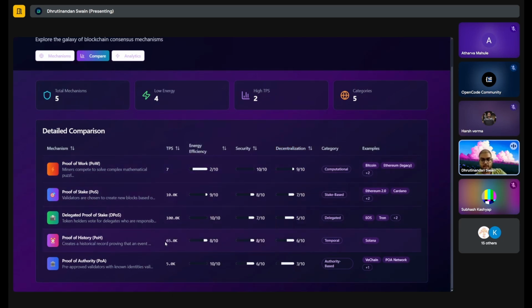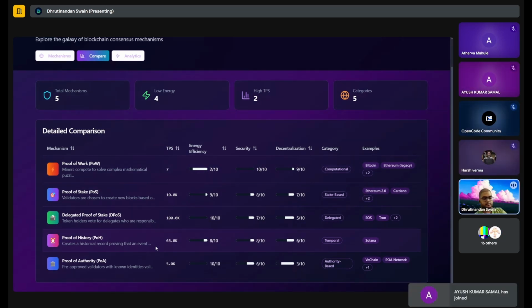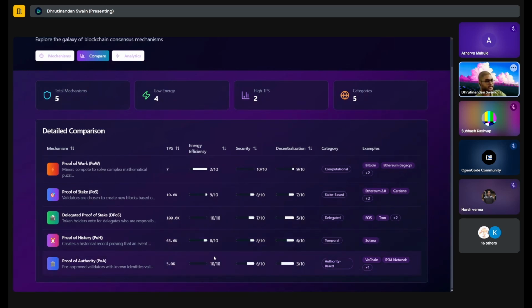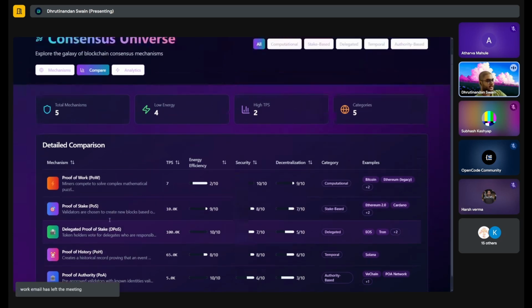So as I mentioned earlier, proof of history in collaboration with proof of stake helped Solana to achieve a higher speed of more than 65,000 transactions per second. Now it's something around 75,000. There are some other consensus mechanisms as well: proof of authority, proof of history, delegated proof of stake.